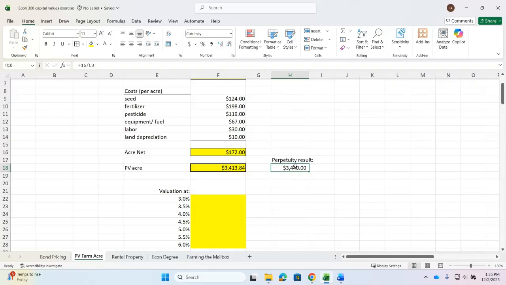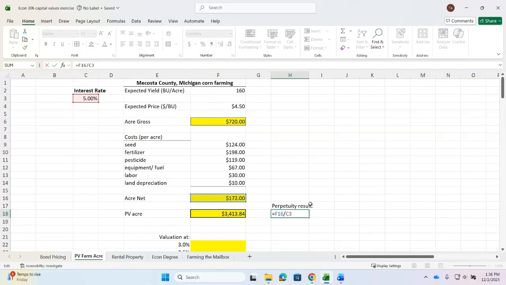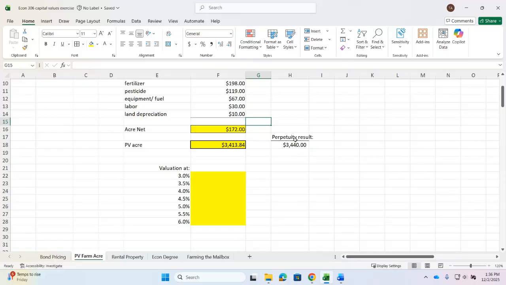So the perpetuity is just an income stream that goes on forever, and the math there becomes very simple. You just divide the cash flow by the interest rate. So that's just for comparison purposes.